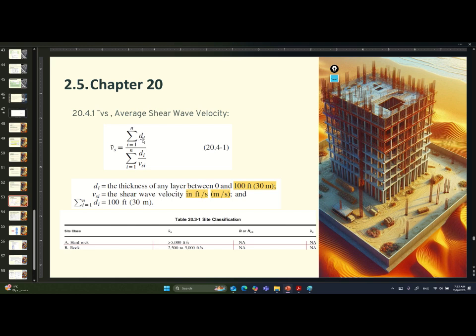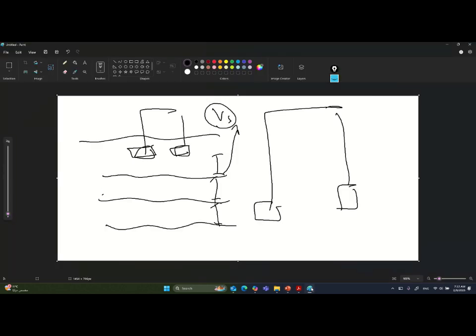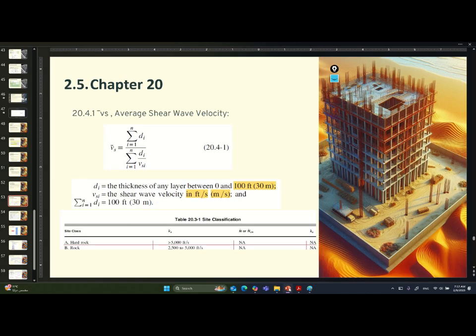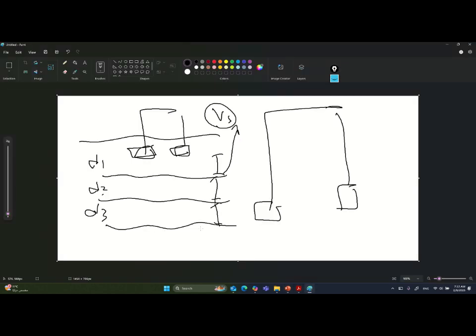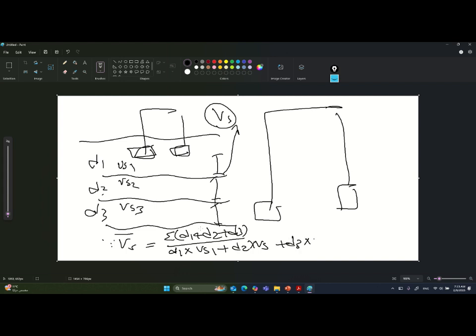So you have the summation of the di. The di is the thickness of any layer, as I told you. So this one is d1, this one is d2, and this one is d3. That is the summation of the layers, and he will determine the shear wave velocity for each one of them. So I have Vs1, Vs2, and Vs3. To determine the average shear velocity, I will need to sum d1 plus d2 plus d3 and divide by d1 over Vs1 plus d2 over the corresponding Vs2 plus d3 over Vs3.